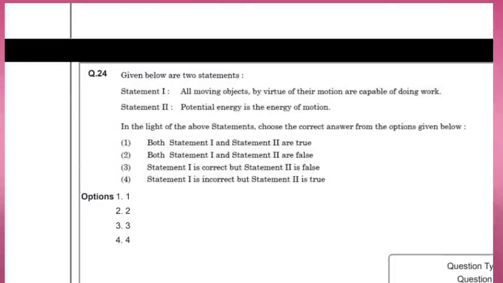And next question, given below are the two statements. Statement 1: all moving objects, by virtue of their motion, are capable of doing work. Statement 2: potential energy is the energy of motion. In the light of the above statements, choose the correct answer from the given options. Definitely statement 1 is correct, but statement 2 is false. Option 3 is the right answer.